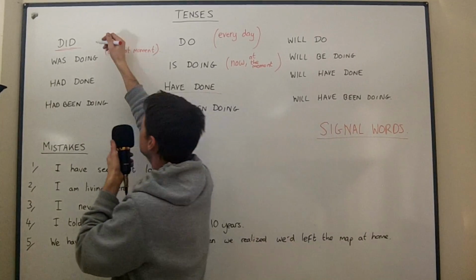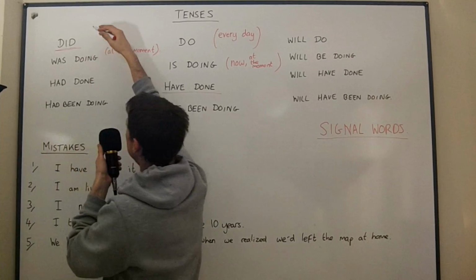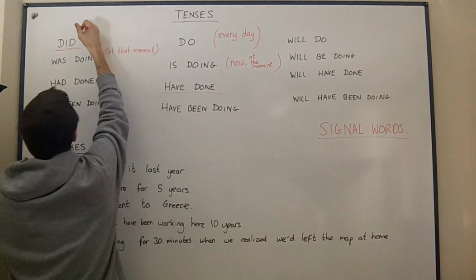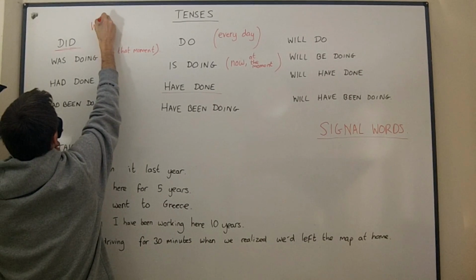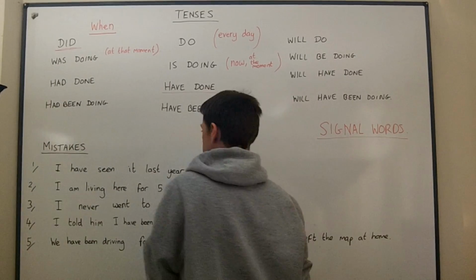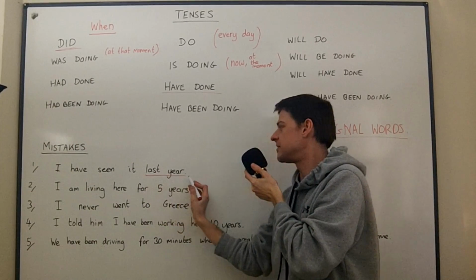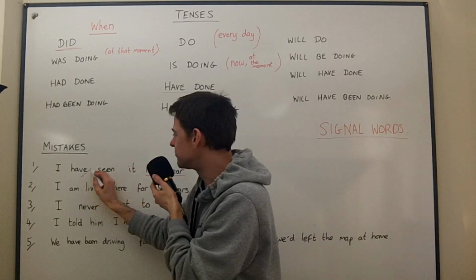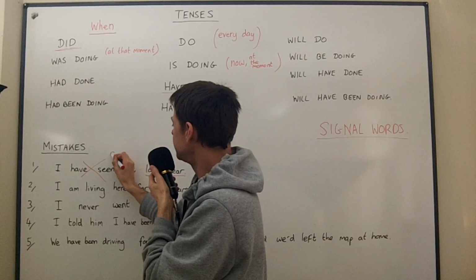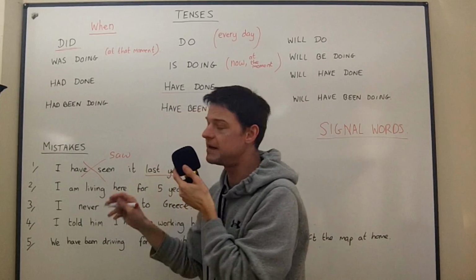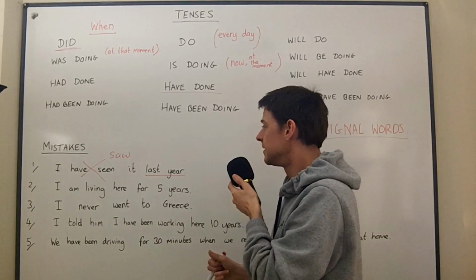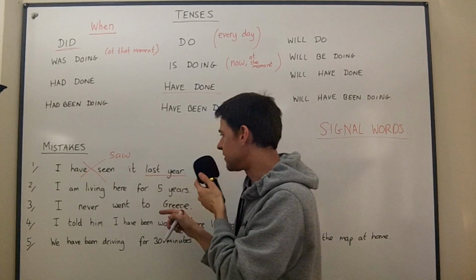So let's quickly look at that then. Did, and by the way, it's true for was doing this as well, but did is when we know when. Past simple is for when. So what do I mean by that? I mean that if we say last year, we do not use present perfect. That would be a mistake. We use past simple. I saw it last year. Maybe you're talking about a film, yeah, and you're saying I saw it last year. Not I have seen it last year.